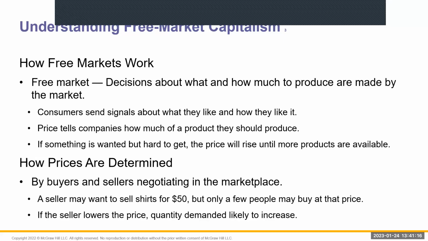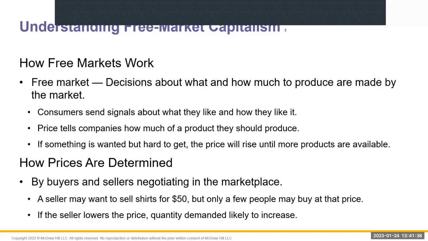The consumers will let them know what price to charge, because basically the consumers won't buy something if you overcharge for it. And if you charge too little for it, they may think it's cheap and not buy it. So there's really a game there that you play. If something is wanted but hard to get, the price will rise until more products are available. This is supply and demand, which we're going to get into here in a couple of minutes.